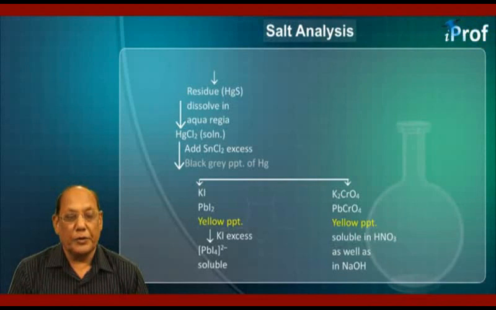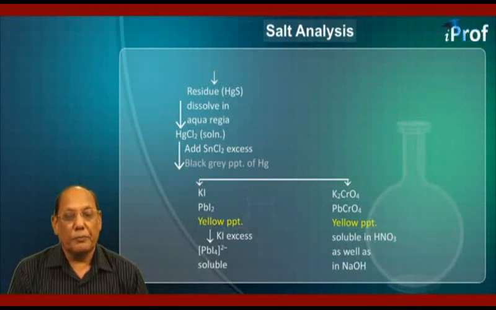PbI2 yellow precipitate. We add more of KI, that is KI in excess. Then this yellow precipitate is dissolved, forming a soluble complex of lead, that is PbI4 with 2 negative charge. To another part we add potassium chromate. So a yellow precipitate of lead chromate will be formed, that is soluble in HNO3 as well as in NaOH. So by this, lead can be confirmed.